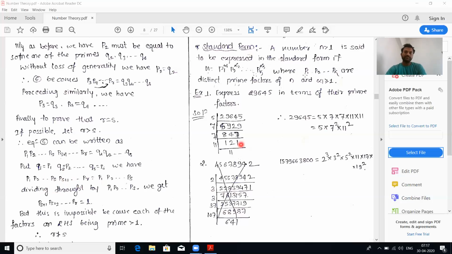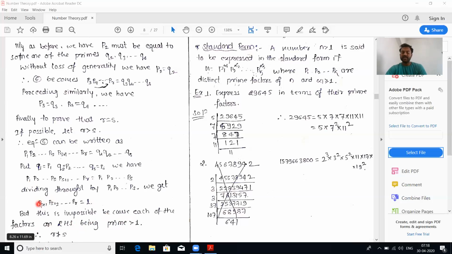Now dividing this expression throughout by P1, P2, P3, and so on up to PS, the terms up to PS on the left side get cancelled. The remaining terms are PS plus 1, PS plus 2, and so on up to PR. It means 6 terms get cancelled, and P7, P8, P9, P10 remain. On the right side all the terms get cancelled, leaving 1. But this is impossible, because each factor on the LHS is a prime.